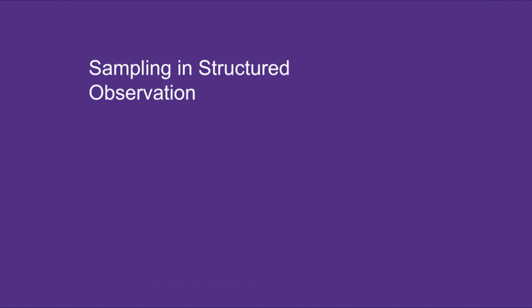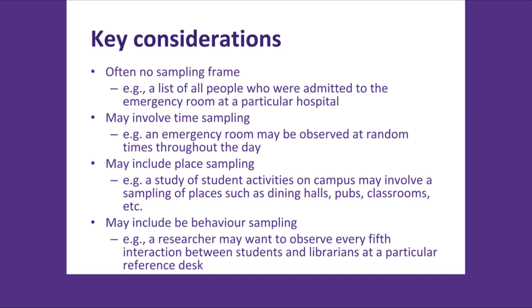So we have a couple of more sampling techniques that you're going to have to be aware of. One for structured observation, the other for content analysis. In terms of structured observation, these are some key considerations you have to take into account. First of all, there's typically no sampling frame. So if you're doing a study, say in a hospital, and you're looking at exploring people's attitudes in an emergency room, you're usually not going to be able to find a list of people who are admitted to the emergency room a given night. So sometimes what that means is that you're going to use time sampling. You want to be in an emergency room at a particular time throughout the day. Sometimes in the morning, sometimes in the afternoon, sometimes in the evening.